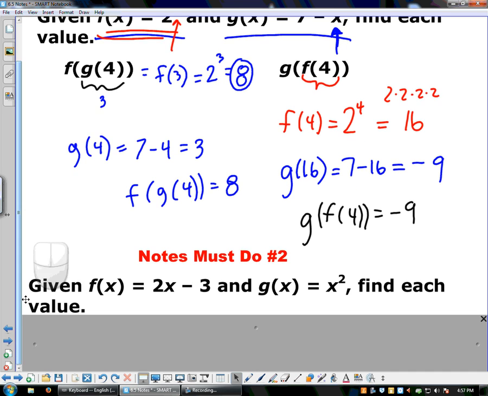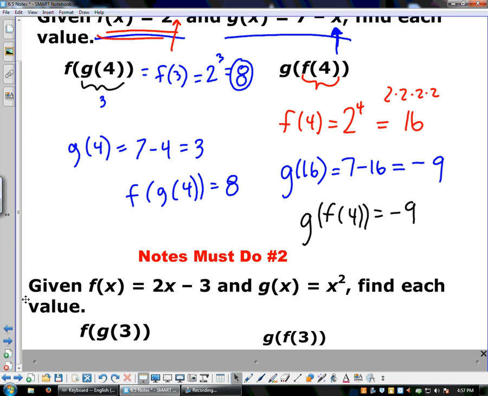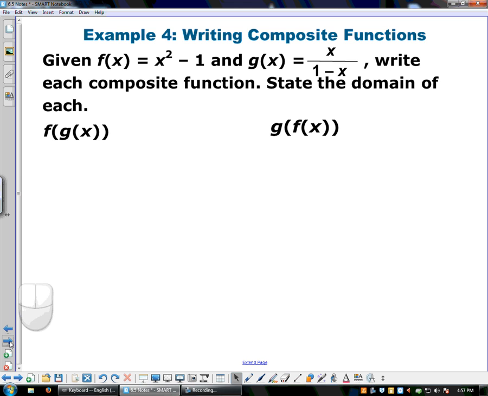All right, your second must do, we're given f of x and g of x, and again, we'd like to find f of g of 3 and g of f of 3. So start from the inside and work your way out. All right, so let's take a look at this example. We are writing composite functions.